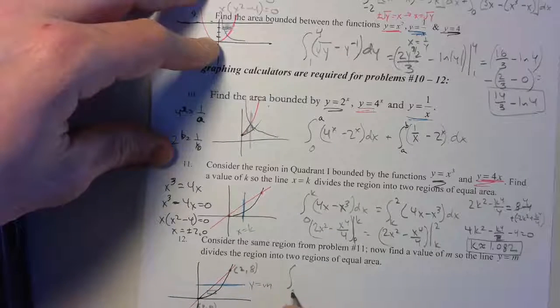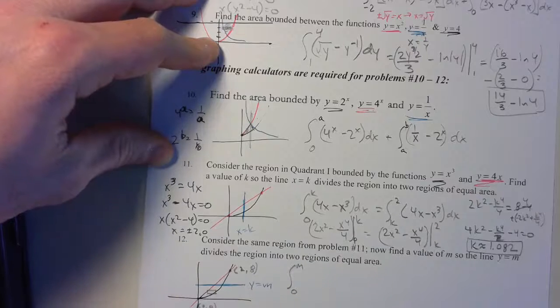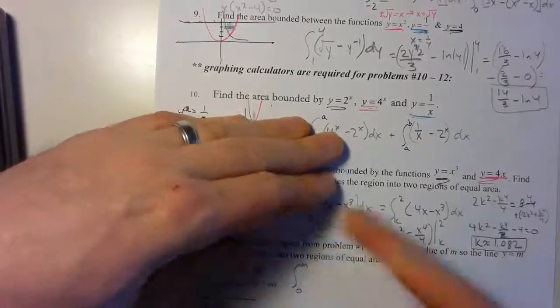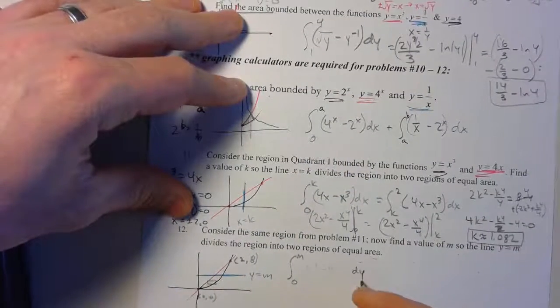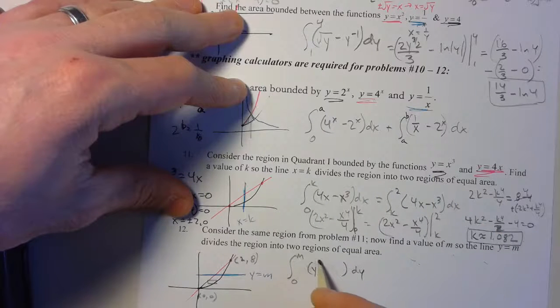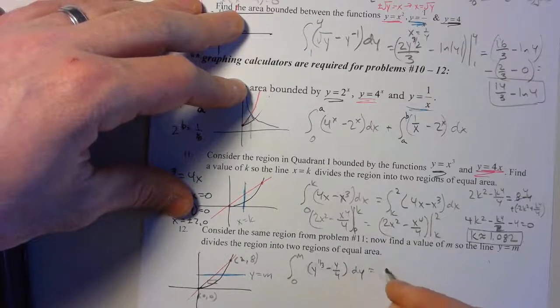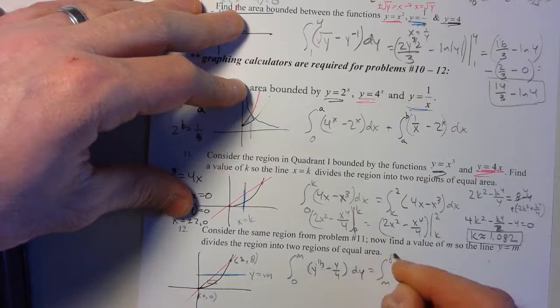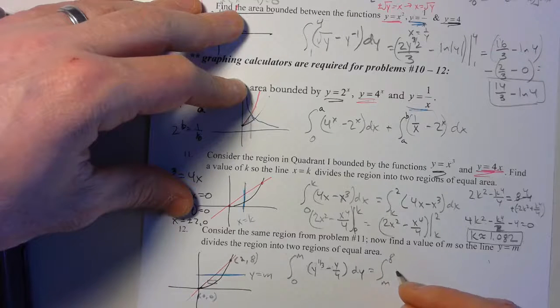Okay, so we're going to go from 0 to m, with the upper bound being x cubed minus 4x. Oh, wait, oops, we need it in terms of y. That's right, because this is the thickness in y. So let's fix that. The black one is going to be the cube root of y minus y over 4. And then we're going to have m to 8, and it's going to be the same function on top.